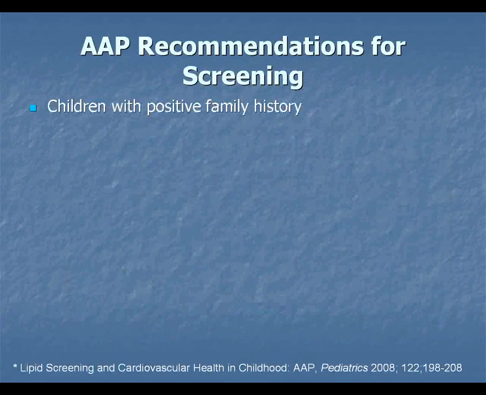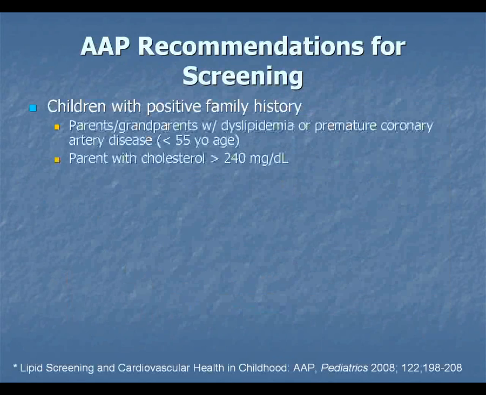these new guidelines. Any child who has a positive family history, that includes a parent or a grandparent with a dyslipidemia or a history of premature coronary artery disease, that's heart attack or stroke or stent placement or myocardial infarction at an age younger than 55. And if there's a parent with a cholesterol greater than 240. Most of the parents that I see in clinic have no clue what their cholesterol is, and after their child's been seen in the clinic, the parent then feels somewhat motivated to go and get their cholesterol checked. But anyone who has that history should have a screening.